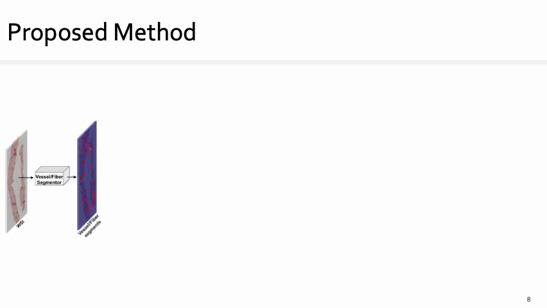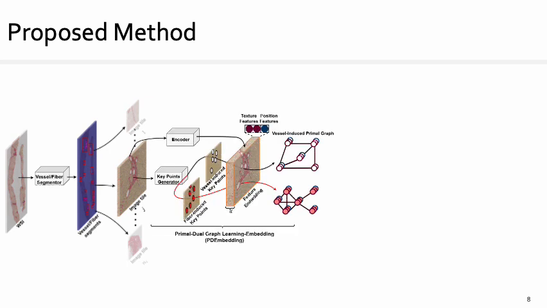Here is our proposed method. Given a whole slide image, it is first processed through a vessel and fiber segmentation module. Then, image tiles containing fiber or vessel regions are extracted for further processing. For each image tile, based on the segmentation of vessels and fibers, we can derive the key points, which include the location of vessels and the ends of the fiber extension. Using these key points, we can construct a primal graph.